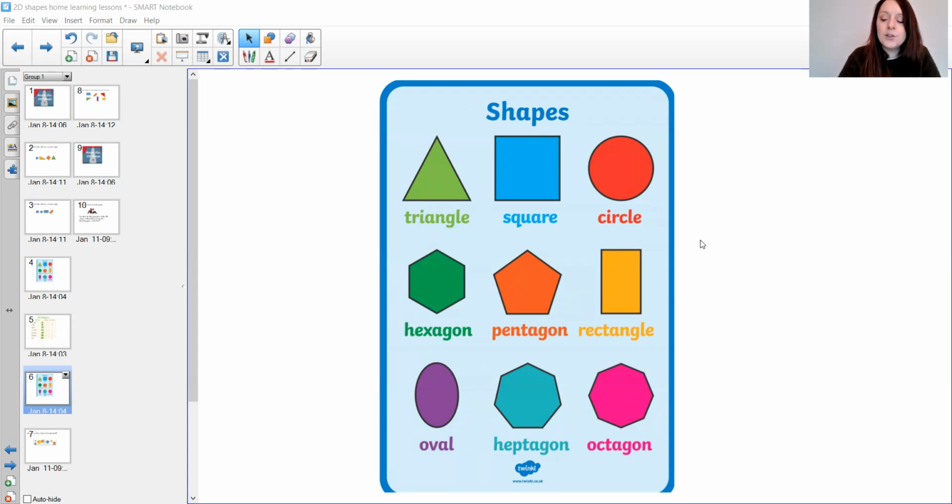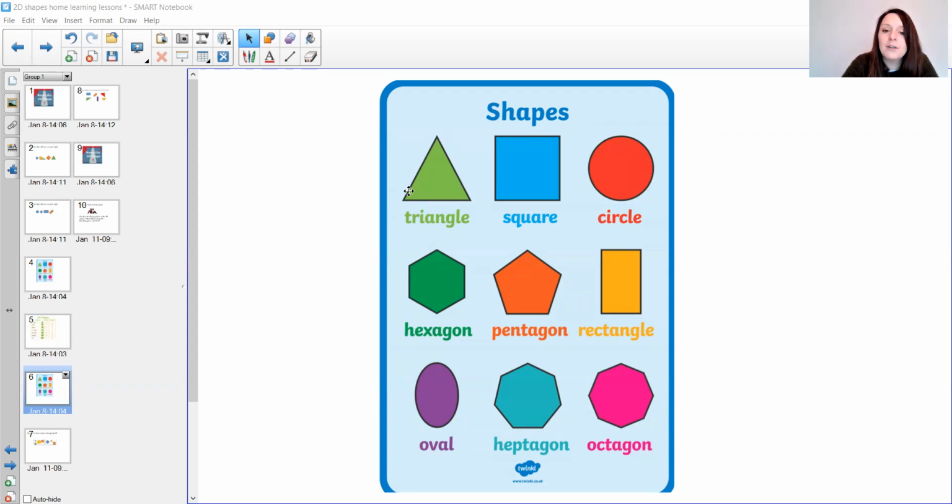If you haven't already, now would be a really good time to pause the video, have a look at all of these shapes, and you can either draw them and cut them out, or you can just draw them onto pieces of paper, because you're going to need them later. So have a look at these 2D shapes. If you don't have them already, now's a really good time to draw them and make them ready for our game.